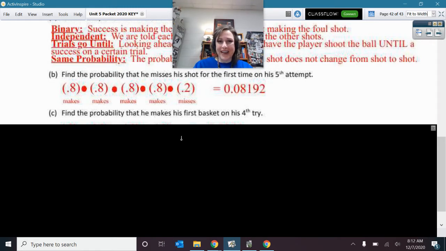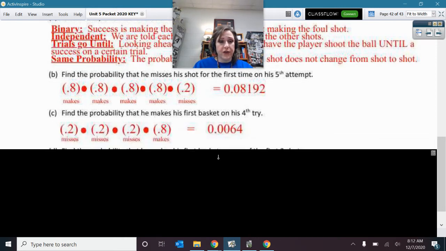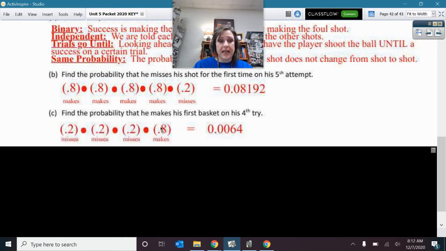Okay, so I kind of went through that first one really fast. Let me give you a moment to process making the first basket on the fourth try. So the first three are failures, and then he makes the fourth one. Of course, you can write this out in exponential notation, and I think I start doing that after this problem.